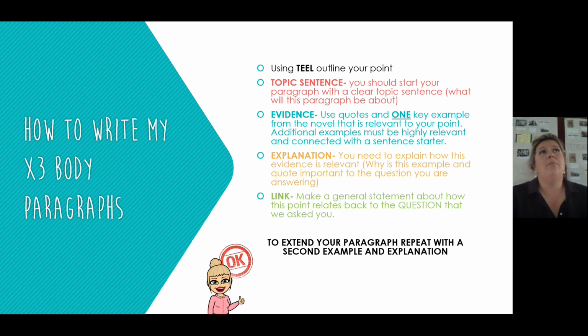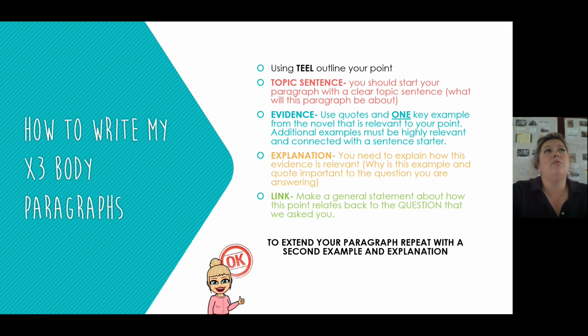Once you've given your example, you will need to explain it. You need to explain how this evidence is relevant. Why is this example and quote important to the question that you're answering? Come back to that key word, warning, or whatever the key word is in your essay topic.